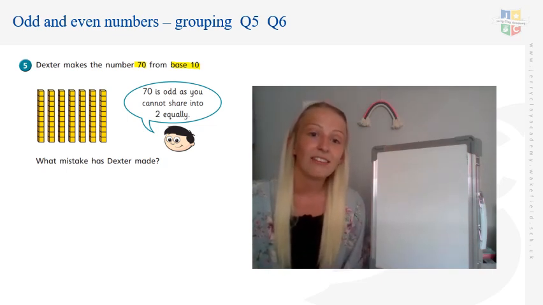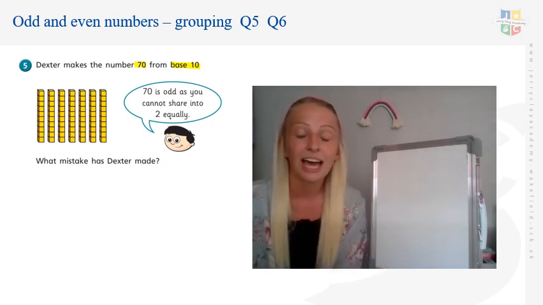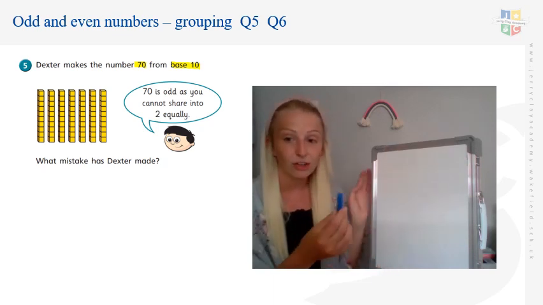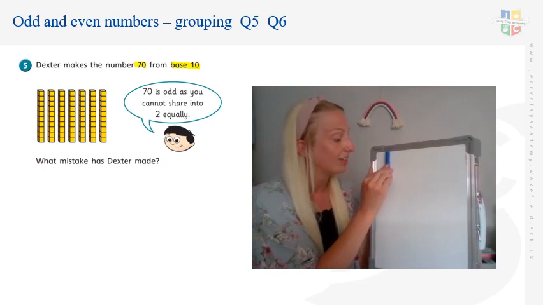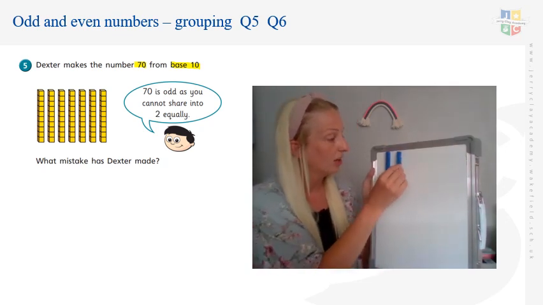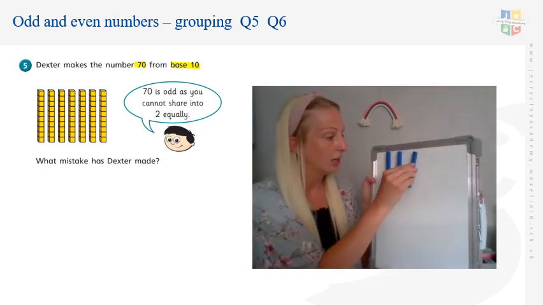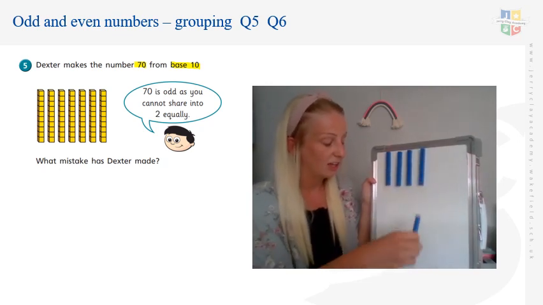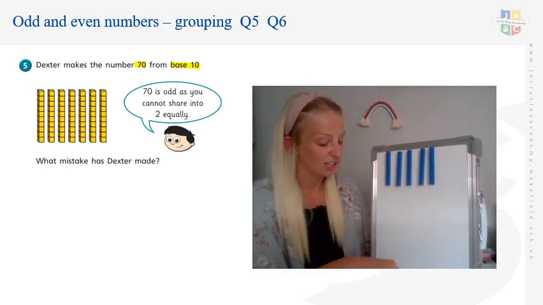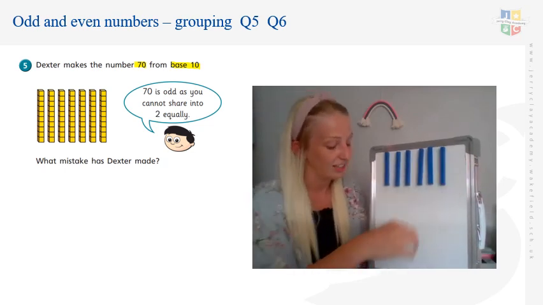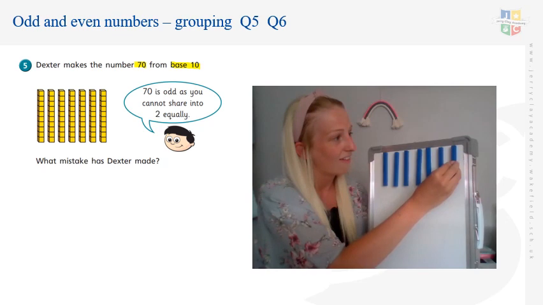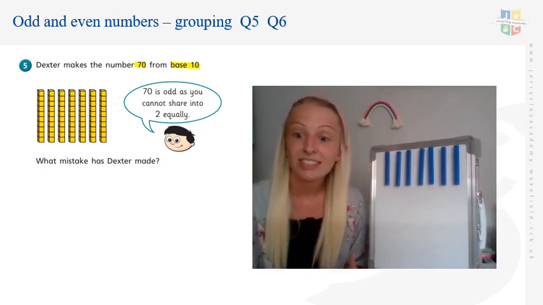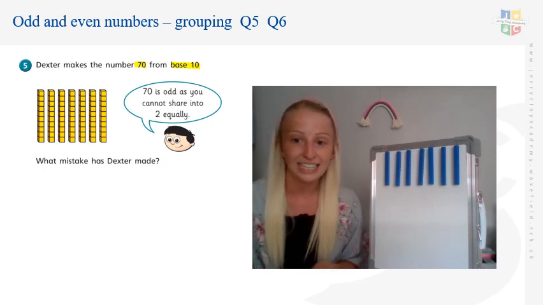So Dexter says 70 is odd as you cannot share it into 2 equally. So let's have a look at Dexter's numbers. So I'm going to make 70 first. So I've got 10, 20, 30, 40, 50, 60, 70. So there is my 70 made out of base 10, just like Dexter's.